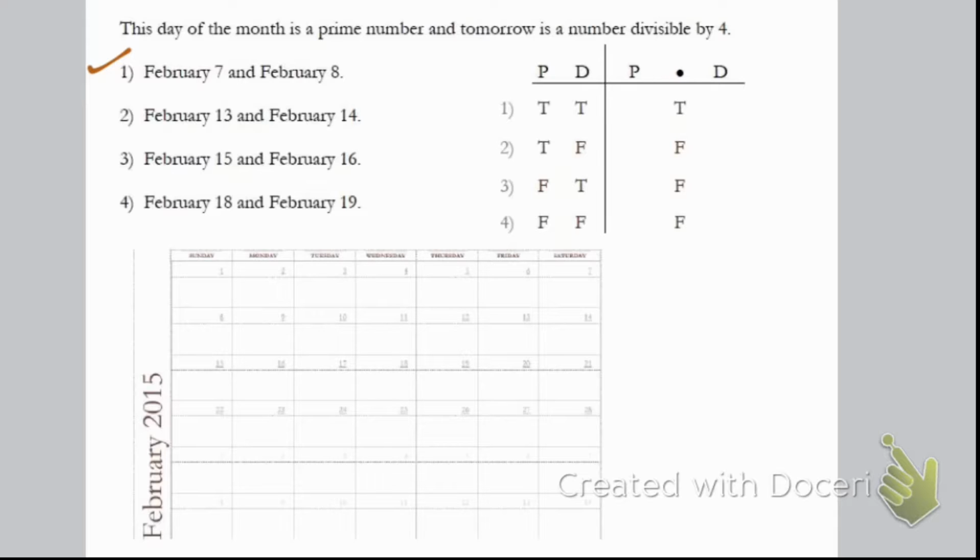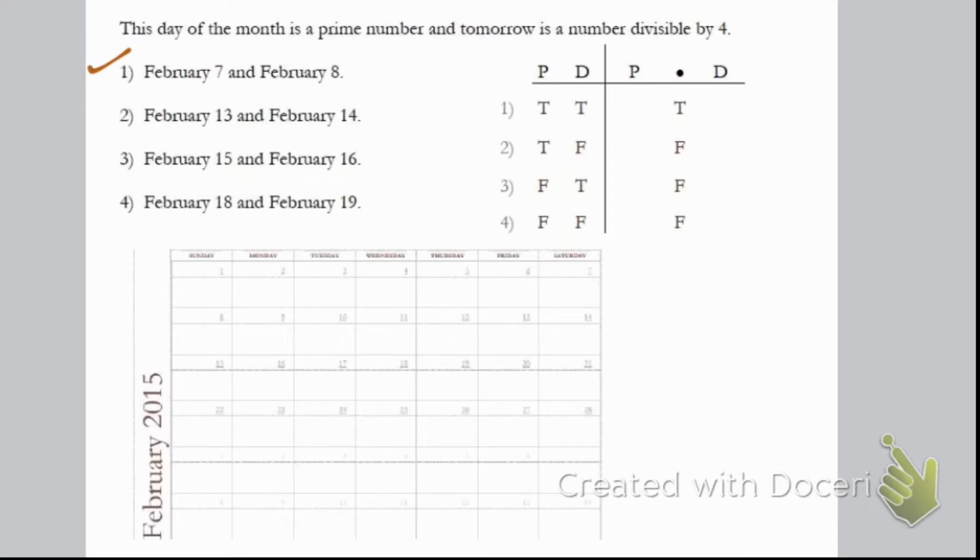So let's represent this in our truth table. Let's use P to represent this day of the month as a prime number, and use D to represent and tomorrow is a number divisible by 4. In our first case, both parts are true. And the truth table for a conjunction says when both parts are true, the whole statement is true.